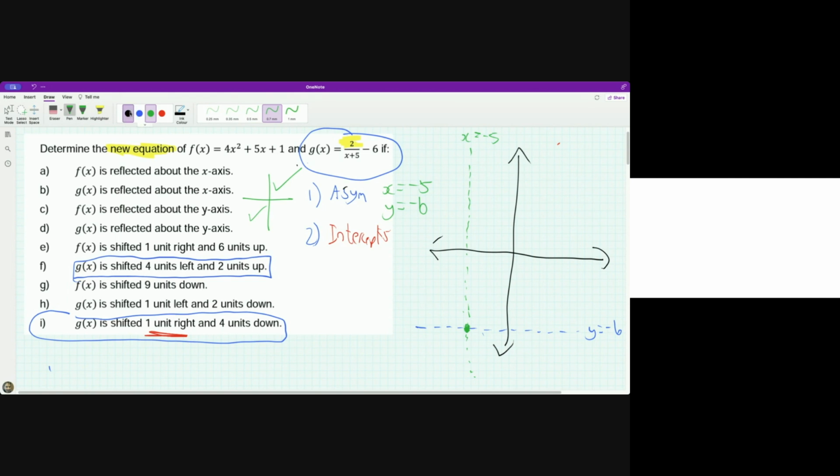But the next step we need to do is we need to find the y-intercept if there is one and the x-intercept if there is one. So find me those. I might need my calculator for that.